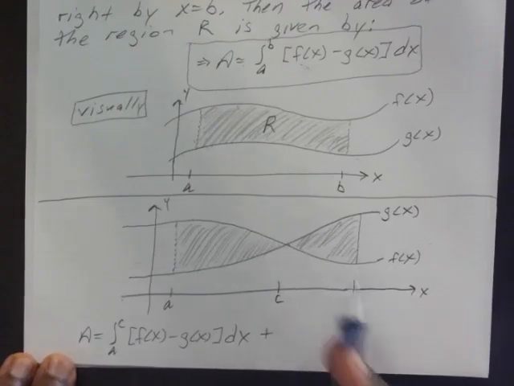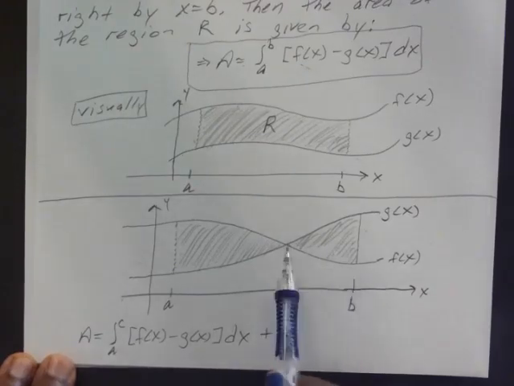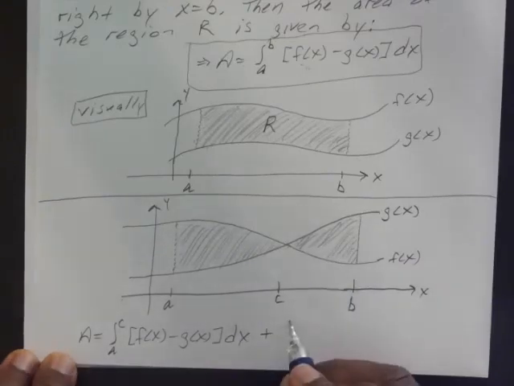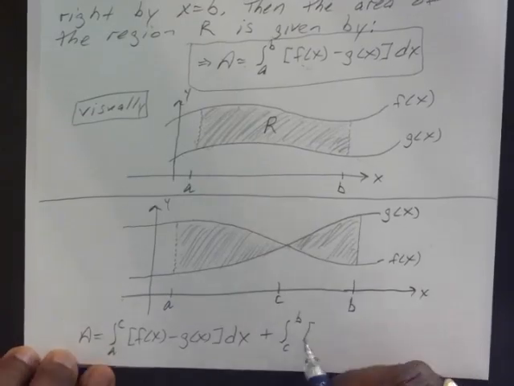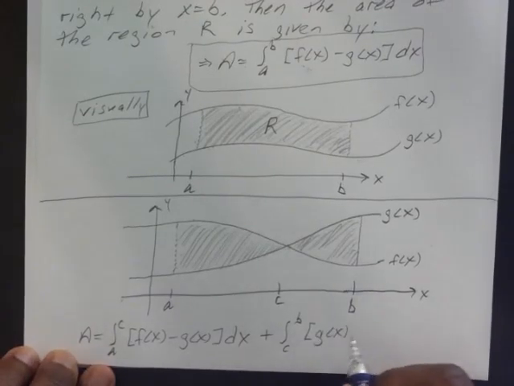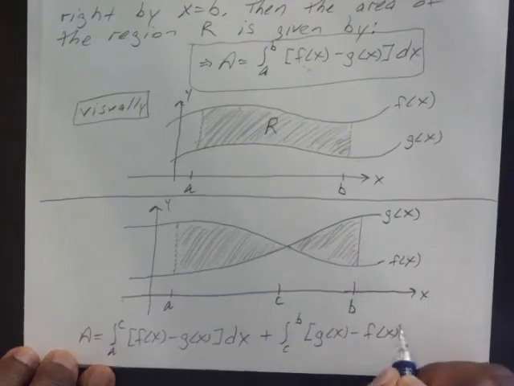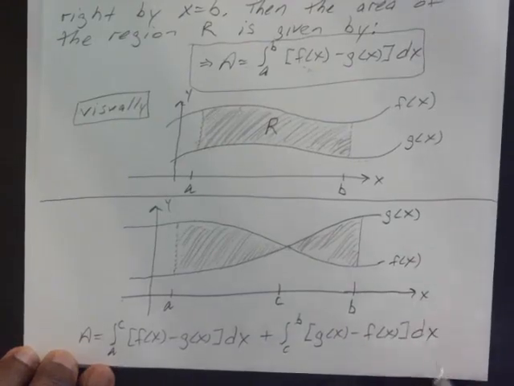Okay, but we see that on this region, g of x is the greater function. So that will be the integral from c to b. So it's g of x minus f of x with respect to x.